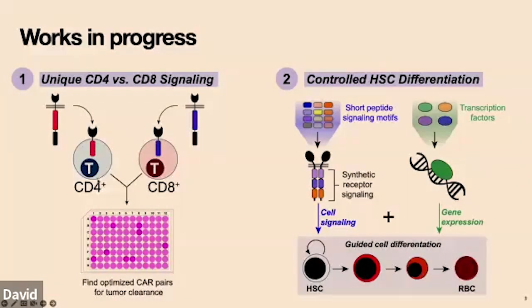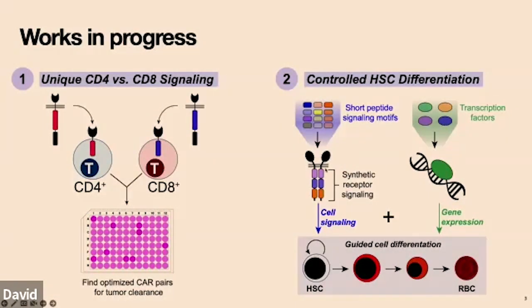But we know that CD4 and CD8 T cells are very different. And it's likely that they should have different CARs in the two populations. And so currently I'm doing screens where we're putting different CARs in CD4s and different CARs in CD8s to try to find optimized CAR pairs which would improve tumor clearance.